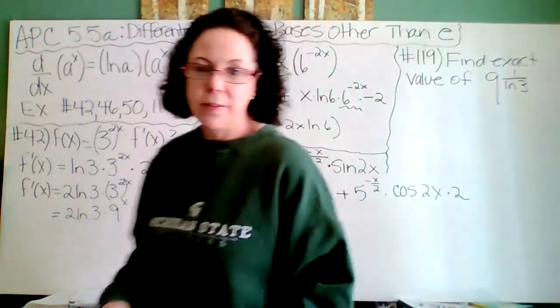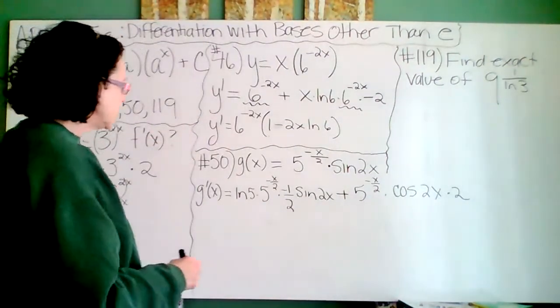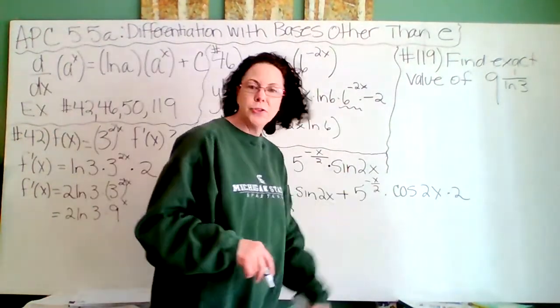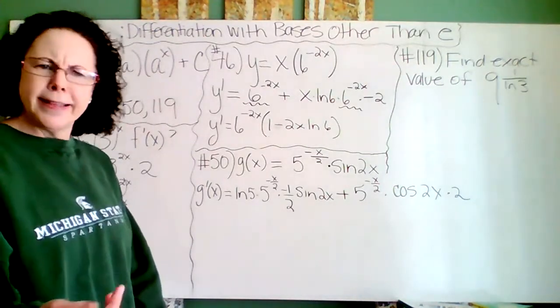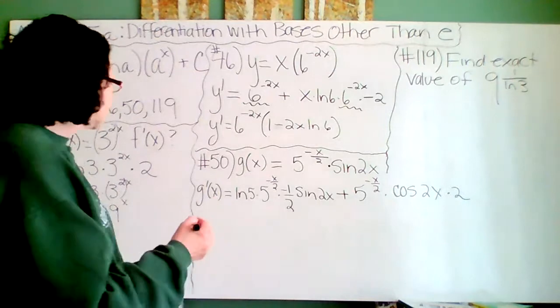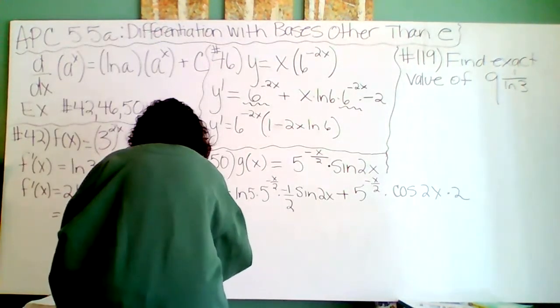Now, I would have thought that because there's a 5 to the negative x over 2 in both of these terms, they would factor it out as always. And they didn't, which is weird. So let's just clean it up a little and then we'll be done with it.